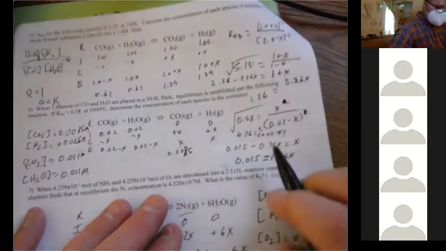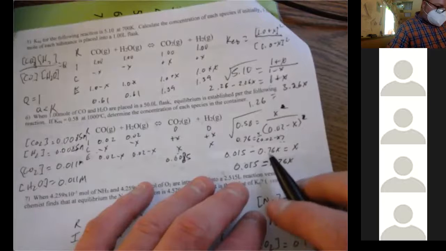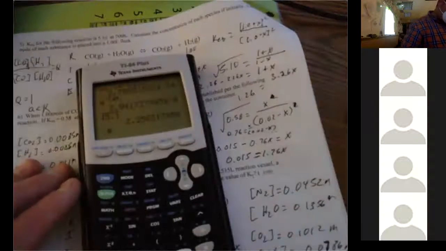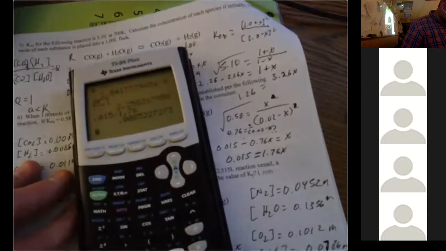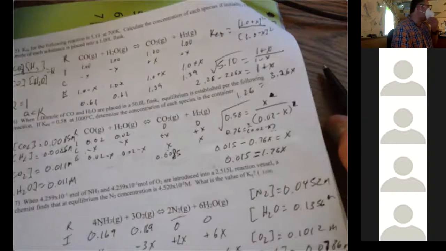I didn't mind the solve. Boom, boom, boom, boom, boom. So what is 1.015 divided by 1.76? 0.0085. What did you get? All right, that's the solver. Yeah, I mean, 0.0085 versus 0.0086 probably isn't going to make a big difference here.